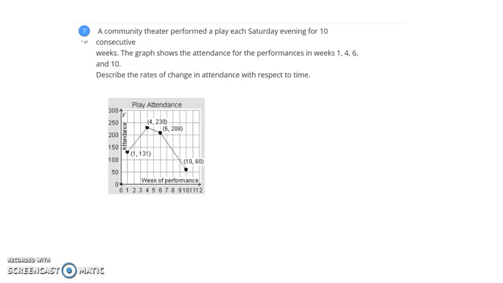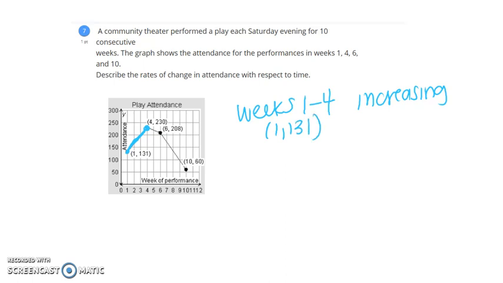So let's look at weeks 1 to 4. You'll notice that that is increasing, right? And so this slope here would be increasing, right? So from weeks 1 to 4, we can use these two coordinates to find our slope.